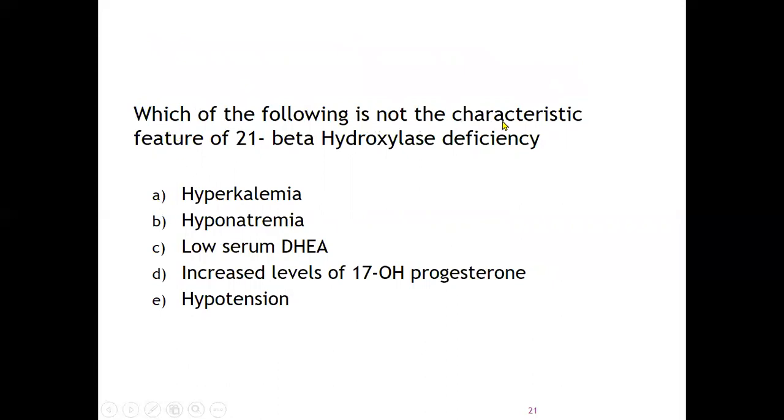Which of the following is not the characteristic feature of 21 beta hydroxylase deficiency? Now, what can be the answer? Hyperkalemia, hyponatremia, low serum DHEA. This is the same question which was asked in the previous two slides. Then it comes to the low serum DHEA, because all these will be increased and all these are the features due to the deficiency of aldosterone and cortisol. So low serum DHEA is not the answer because it will be increased. Thank you very much.